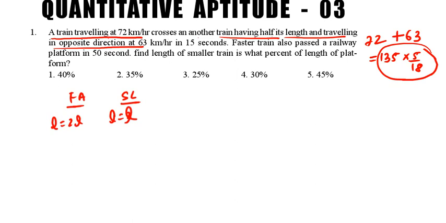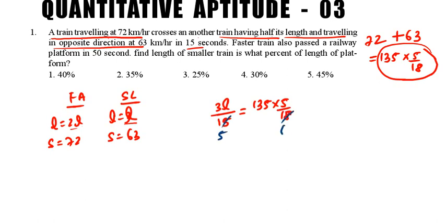Now one train is having half of its length. A train crosses another train having half of its length. So length of the faster train will be 2l. Faster train, slow train. So length of the faster train 2l, length of the slow train will be l. Speed of the faster train 72, speed of the slow train will be 63.